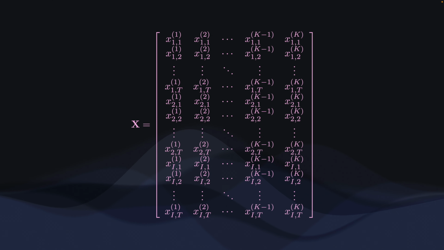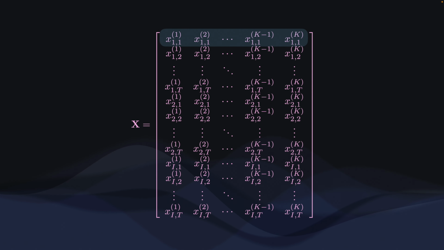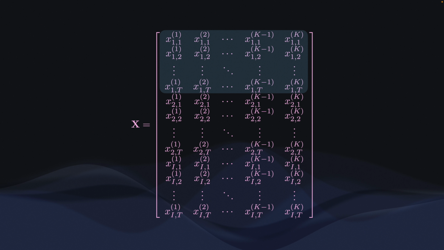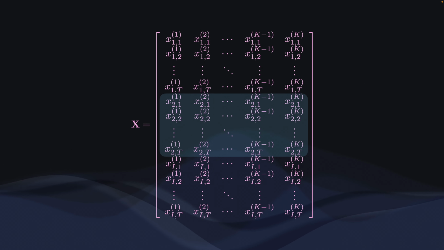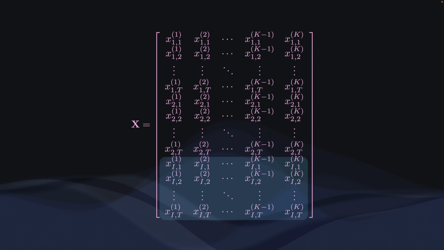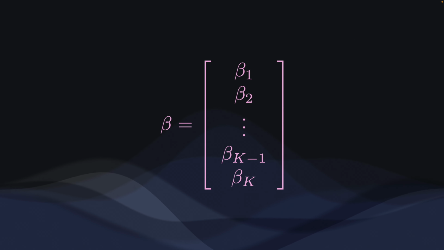The matrix X is defined similarly. We can see that the first row contains the observations for the first firm in the first year. We can then see that all the observations for the first firm are at the top, then all the observations for the second firm, and so on. Linearmodels will create these matrices for us from the data frame and the formula we specify. Finally, the beta vector is defined as usual.